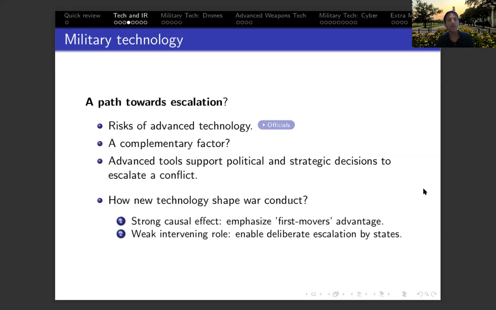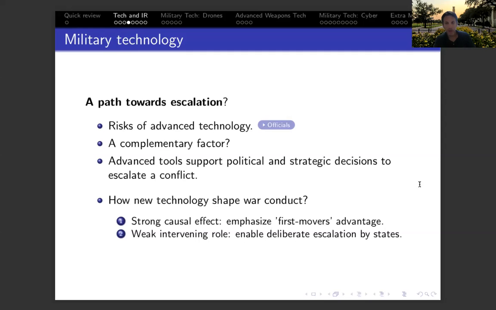The second effect is the complementary role. That's a weak intervening role. And that's viewing technology as a tool that enables states to engage in deliberate escalation after they've already made the decision to escalate the conflict. So the decision has been made based on political considerations or strategic settings or conditions, but the technology allows them to execute the attack in maybe a better way. So it serves as an intervening variable in the entire escalation process.